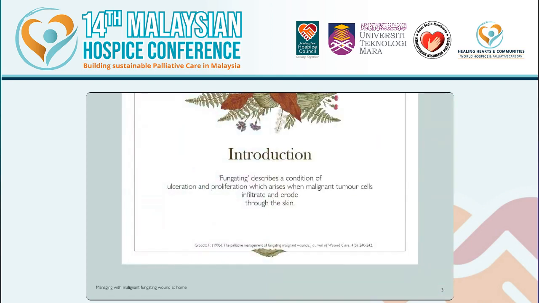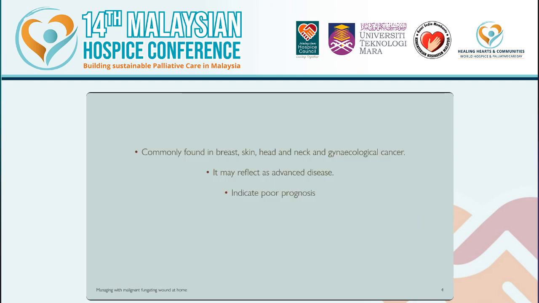So what is fungating wound? Fungating wound is described as a condition of ulceration and proliferation which arises when malignant tumor cells infiltrate and erode through the skin. It can indicate poor prognosis and also advanced disease. And we commonly see this kind of wound in patients with breast cancer, skin cancer, head and neck, and also gynecological cancer.